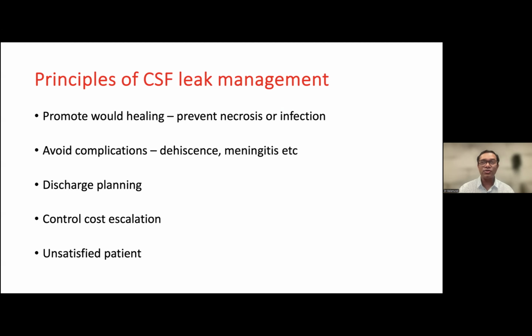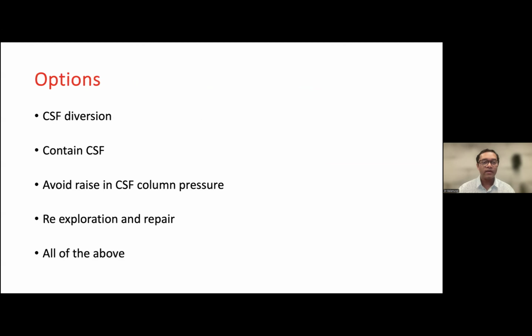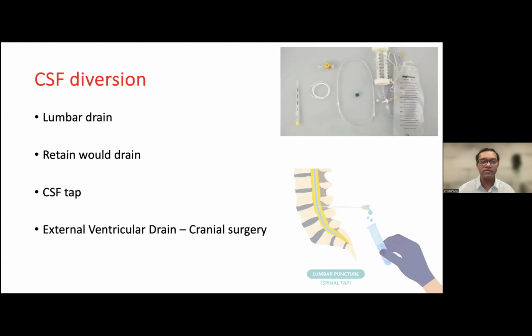And the next thing is, a patient comes with an expectation of going home in 2-3 days, and then you tell him, oh, I have to take you back to theater. There's a fluid leak. It increases the cost, makes an unhappy patient, and escalates everything else. So the options are, one, you can do CSF diversion. You can contain the CSF so that the wound heals. You can avoid CSF column pressure, or you can re-explore and repair, or you can do all of the above. So you may need to do a combination of many of these things.